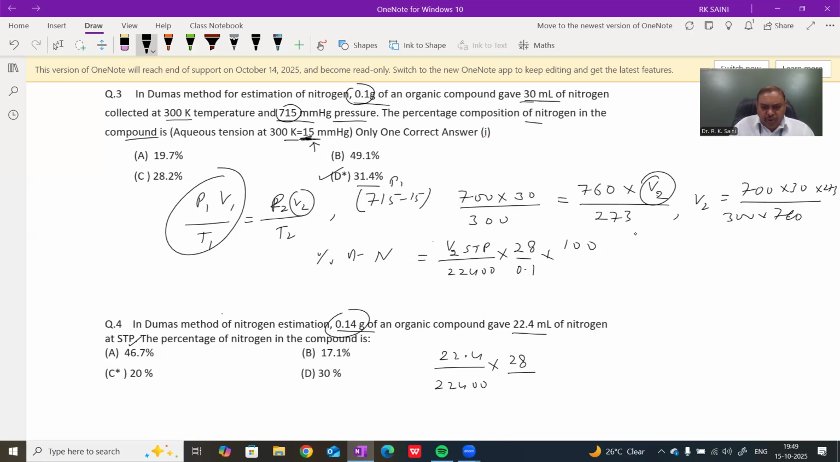This amount comes from 0.14 gram of organic compound. Therefore, the percentage of nitrogen in this compound is calculated by this, and your answer is 20%. Question 4. Question next, the 5th.